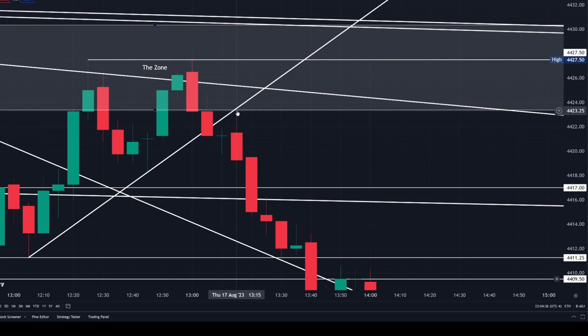So you're looking at 11.5, 12-point move down reward for a 4-point risk, right? So almost 3 to 1, 2.5 to 1, right? That is just how it works.